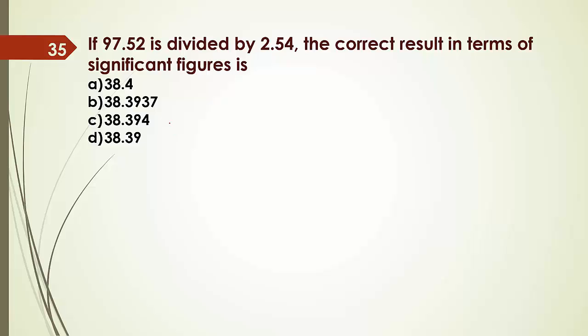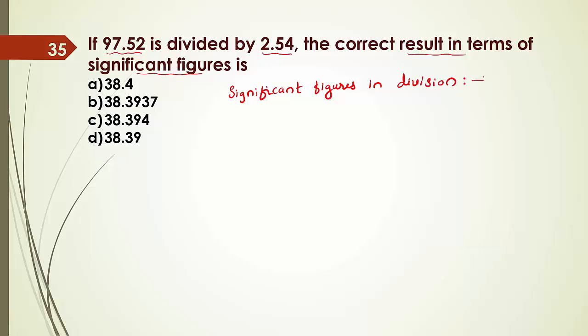35th question. If 97.52 is divided by 2.54, the correct result in terms of significant figure is. Here you have to consider significant figure in multiplication and division. If you know multiplication and division in significant figure, then you can easily tick the proper answer. So significant figure in division. First I will write its statement. You can remember, you already studied in theory classes. Significant figures in division, because these two numbers are dividing.